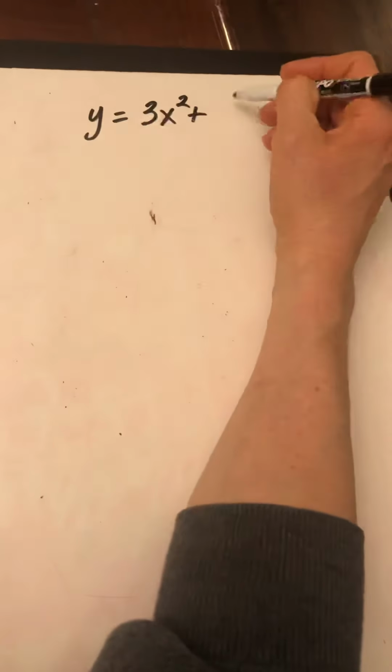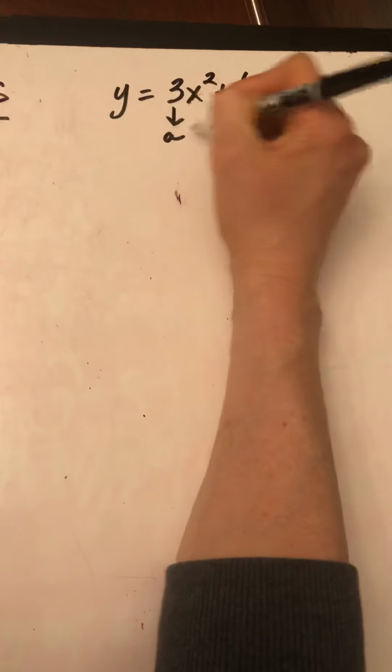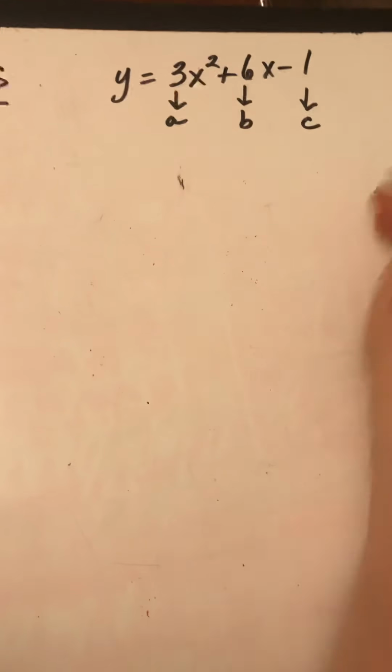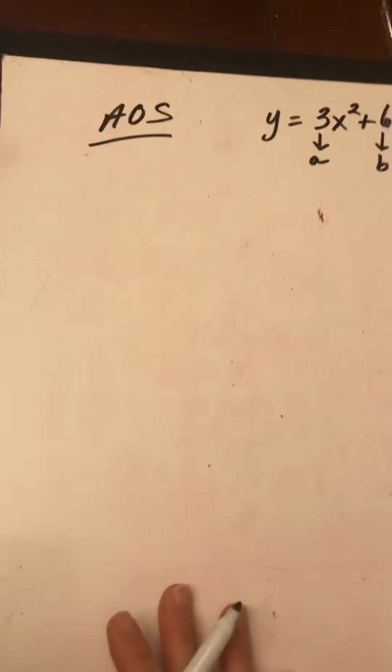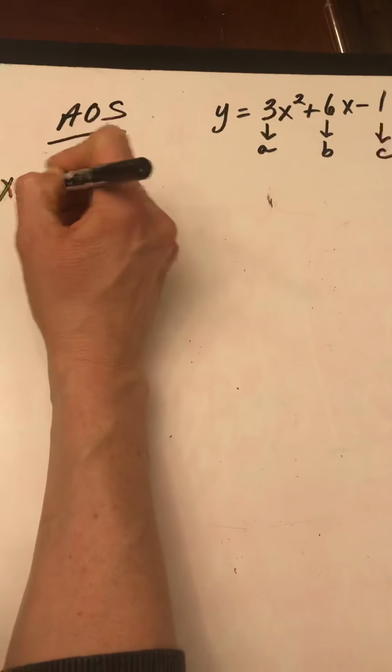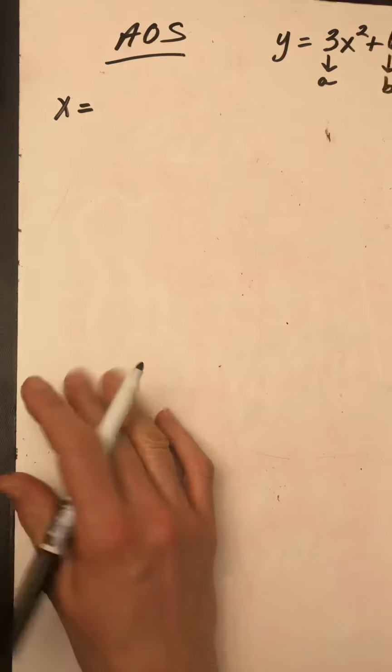So for our example, we're going to be using y equals 3x squared plus 6x minus 1. This is a, this is b, and this is c. So when I go to find my axis of symmetry, it's the line x equals negative b over 2a.